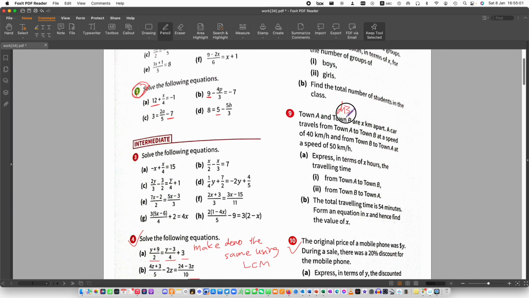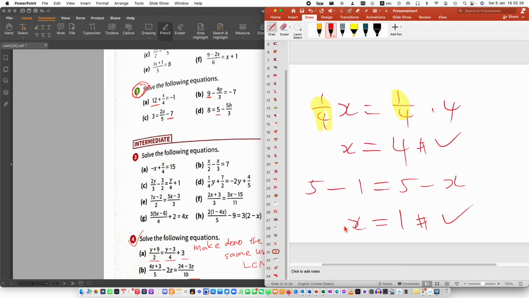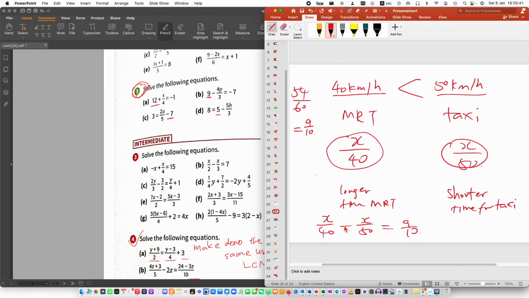Distance. What's the formula? Speed times time. Very good. Then time is equal to distance over speed. Very good. So how do you understand faster transport, shorter time? It's a bit contradictory, I mean, it's reverse. Faster transport, shorter time, reverse. So how do you understand that? You use your simple example, taxi and MRT.